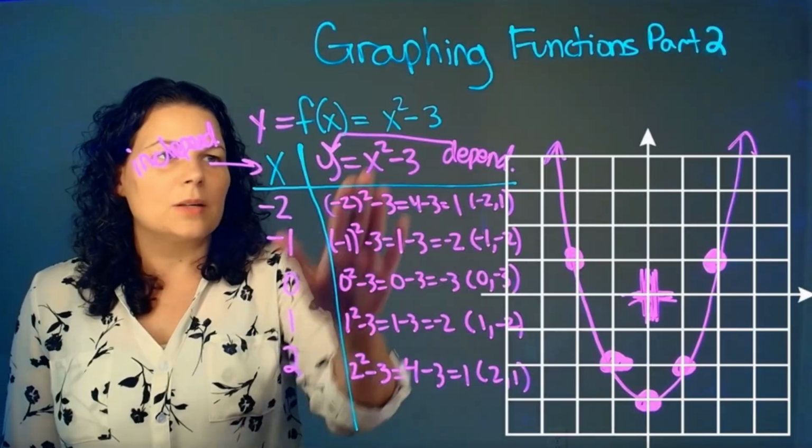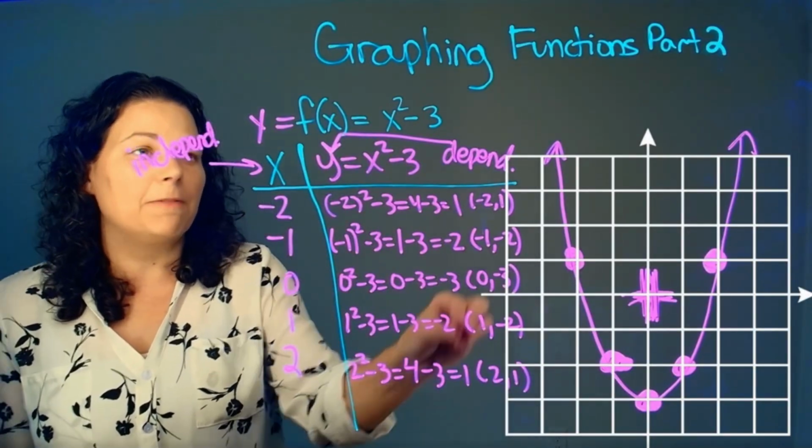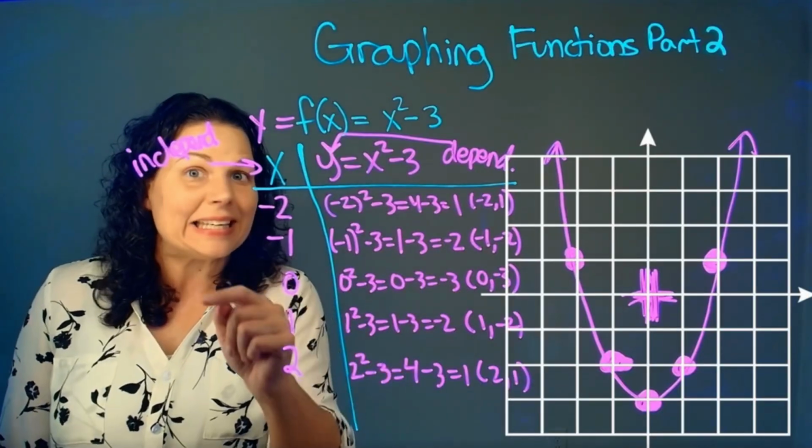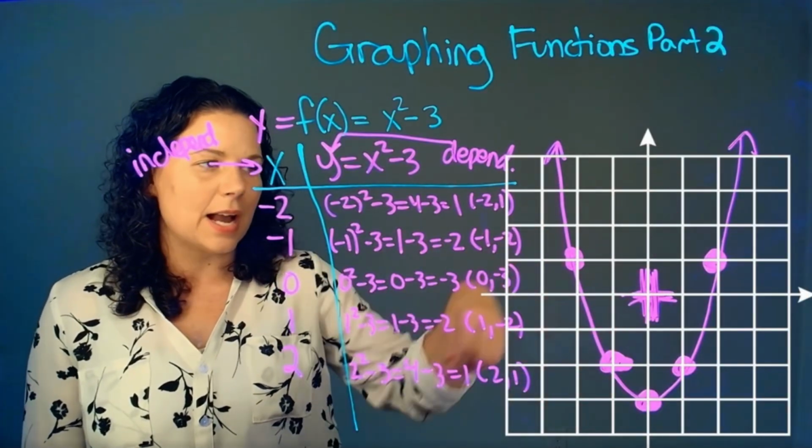X is independent, Y is dependent. That's why we pick the X's. And then we can figure out the Y depending on which X I picked. Then we graph the ordered pairs and connect them.